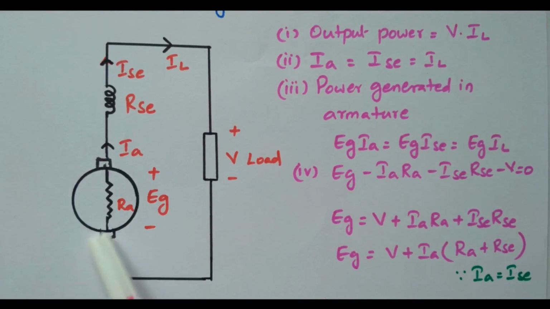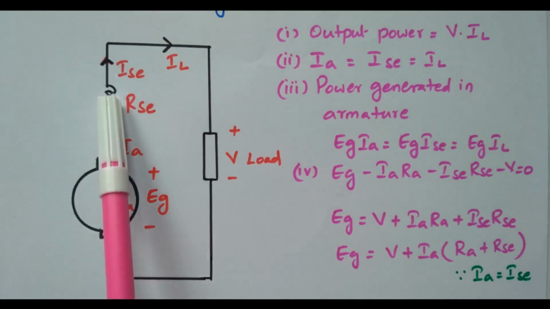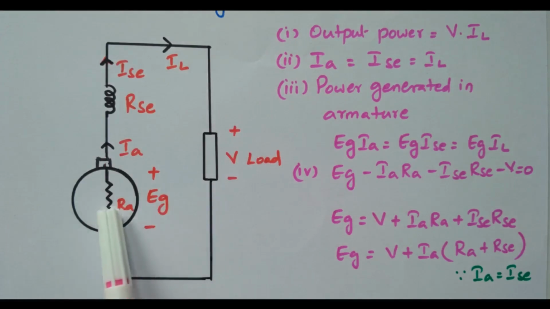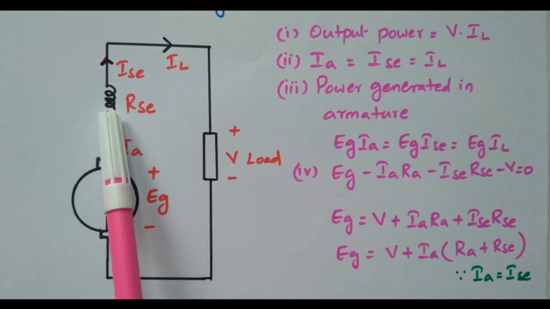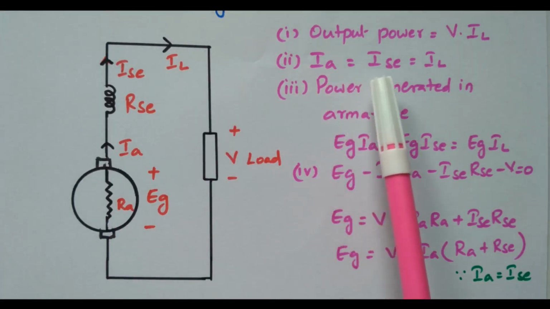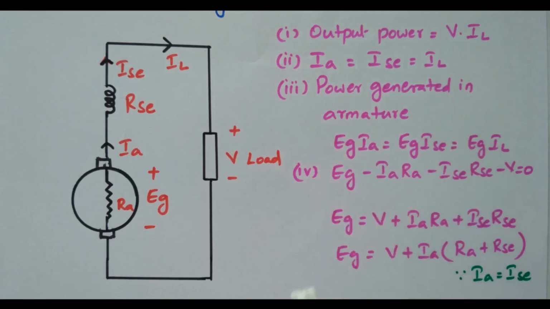So this is the armature winding, the rotating part. This is the field winding, the stationary part. Both are connected in series. In the previous type it is connected in parallel. Now it is connected in series. So what will happen here? The armature current Ia is equal to ISE, the current flowing through the series field winding, and also equal to the load current. So only one current is available. The armature current flowing through the series winding and the load current are all equal. That is given here: Ia equal to ISE equal to IL, right?